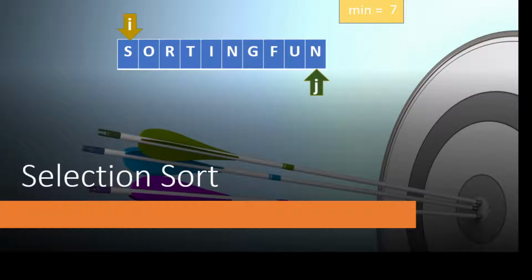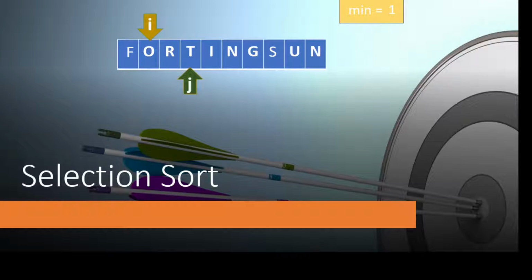We're at the end, and so I swap out F up front, and S just goes somewhere into the back. Now, we don't know that S is at the right spot, but F definitely is at the right spot. Then I do it all over again. I jump up to the second one here. i goes to 1, j goes to i plus 1 at 2.